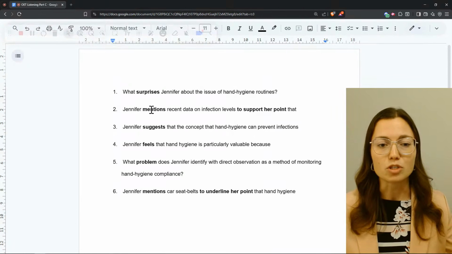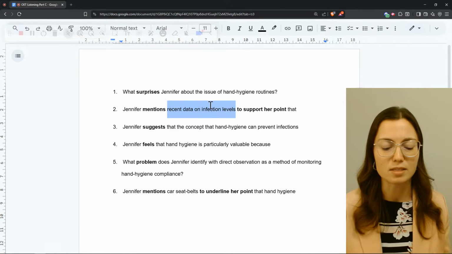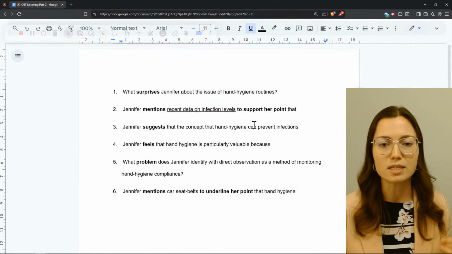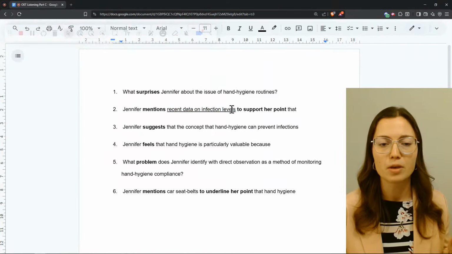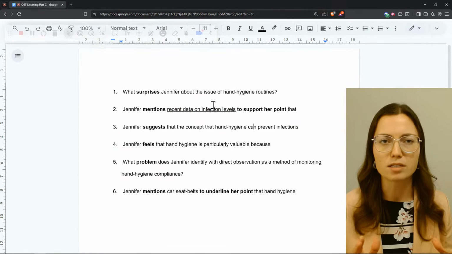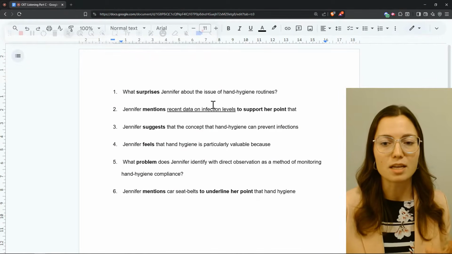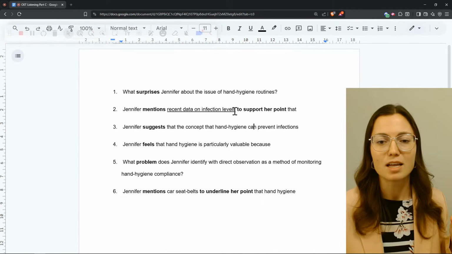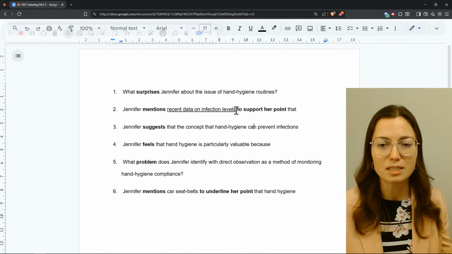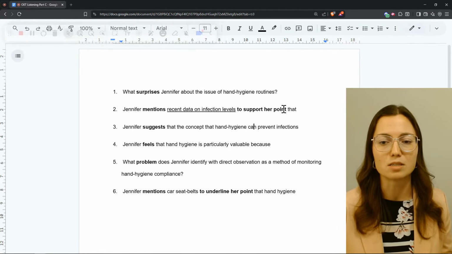Take a look at number 2 and number 6. So we have questions about what Jennifer mentions. She mentions something specific, and in question 2 we have this specific piece, recent data on infection levels. So when we listen, we want to listen for not what do they talk about, but why is she mentioning this? And this is really important. Understanding this is not about listening for just details, but actually the reason behind why she's sharing this to support her point.